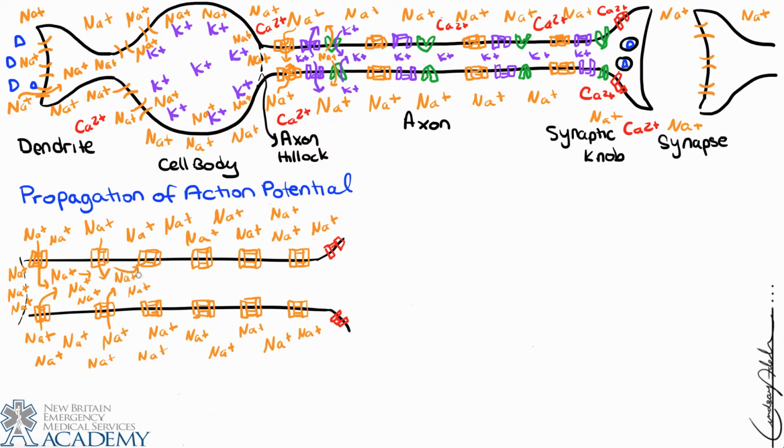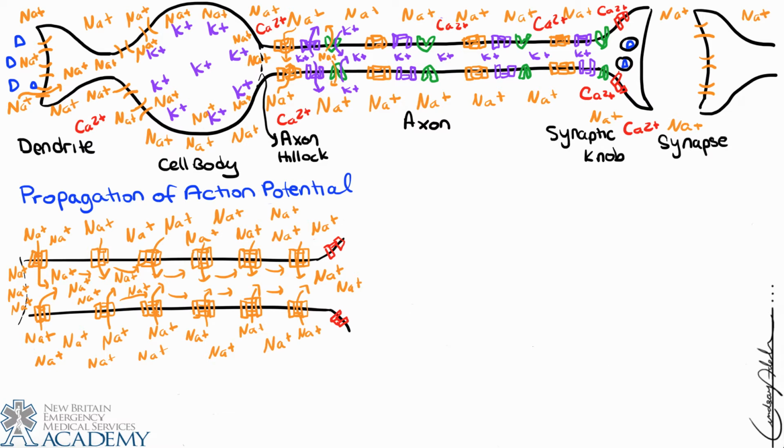So that sodium channel will allow influx of sodium ions, and as those sodium ions come in, they'll move down the axon and depolarize the next sodium channel, and that process continues all the way until we get to the end of the axon where we see those calcium channels. So I just want to highlight a couple of important components of this process.